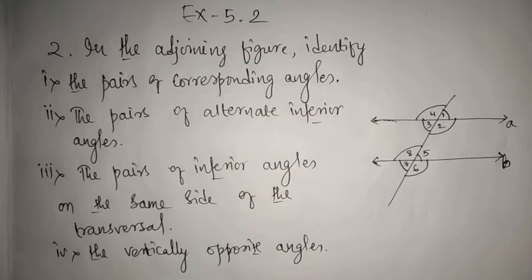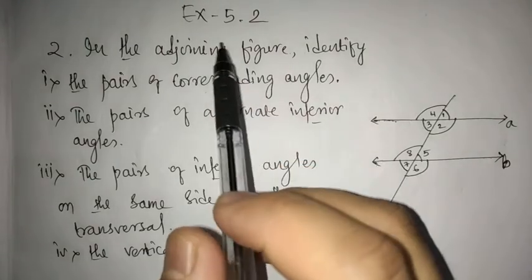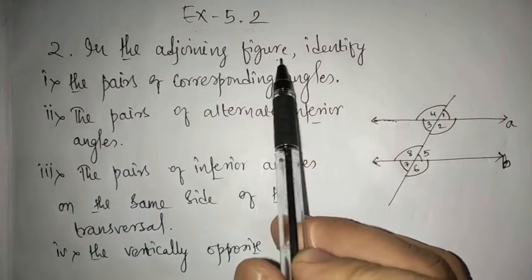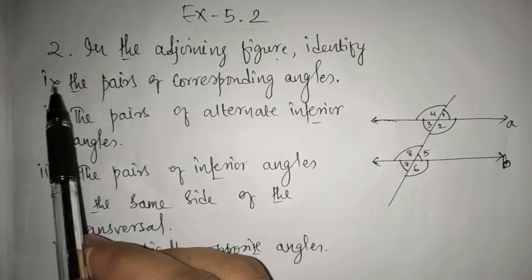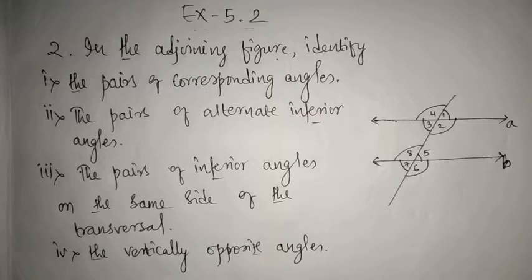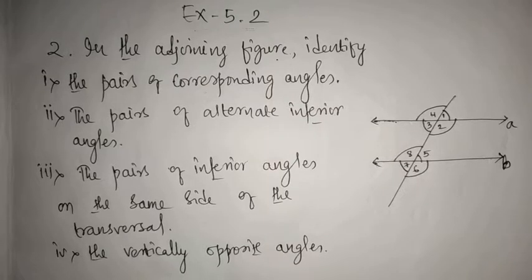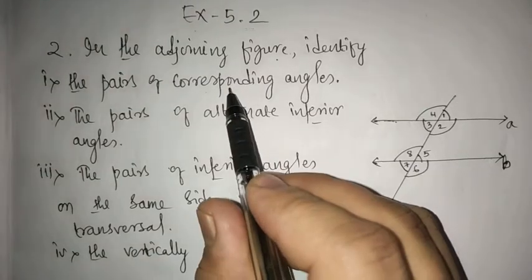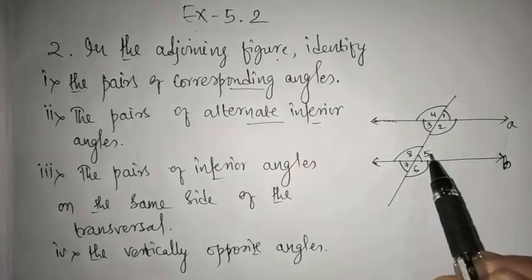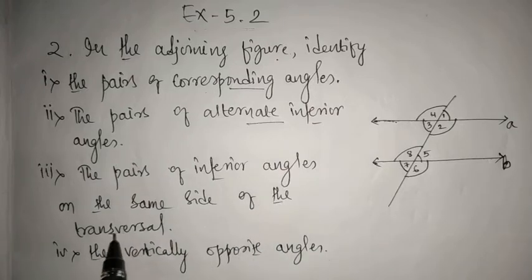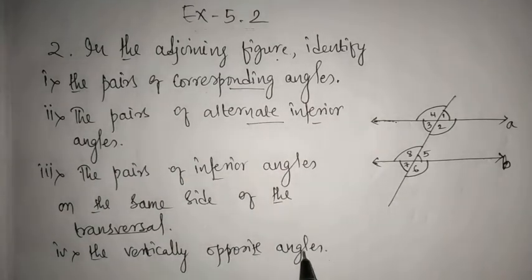So student, here we have the question number 2 from exercise 5.2. The question says that in the adjoining figure, identify part 1, the pairs of corresponding angles. The figure is given here and you have to say which of the following angles are the pairs of corresponding angles, the pairs of alternate interior angles, the pair of interior angles on the same side of the transversal, and the vertically opposite angles.